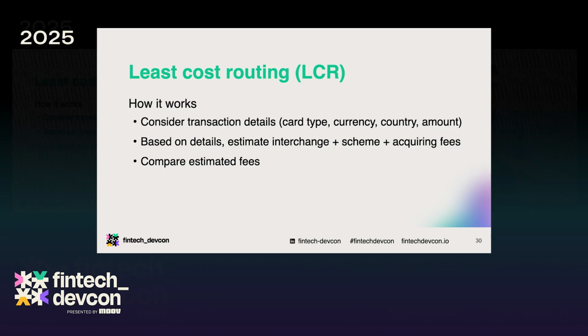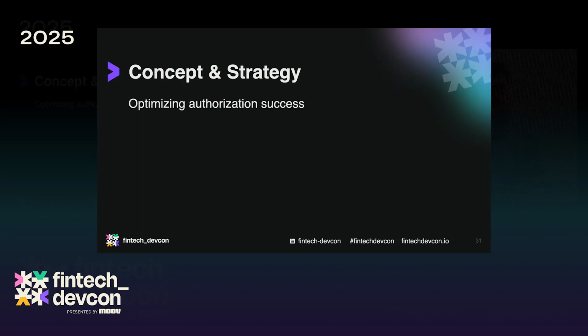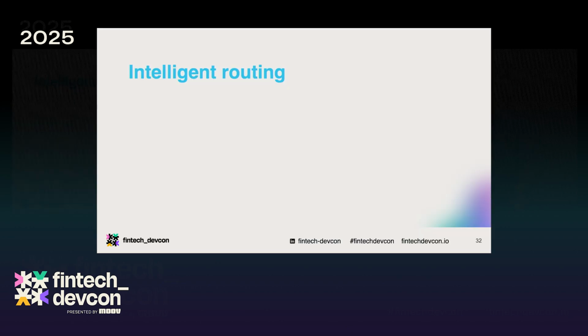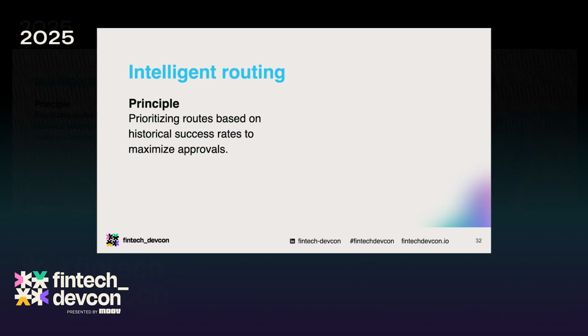Once we have all this information for all of our possible routes, we compare these estimated fees, and we say route B was the best because it's the cheapest. Well, that's LCR. But there's also optimizing for authorization success, of course. And from here on out, I'd like to introduce the term intelligent routing for this. The principle is we want to prioritize routes based on historical success rates to maximize approvals.